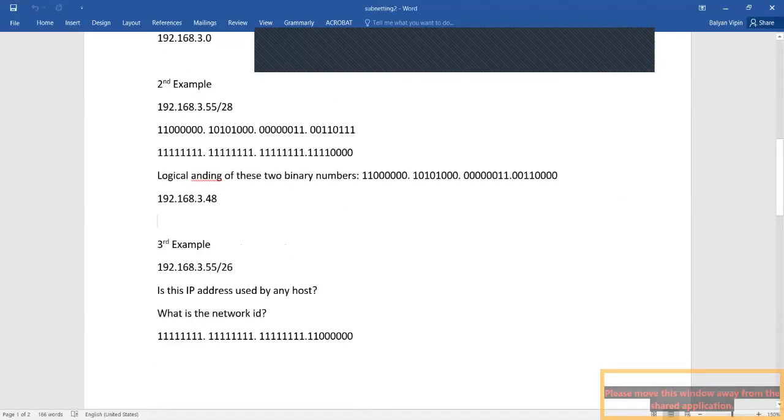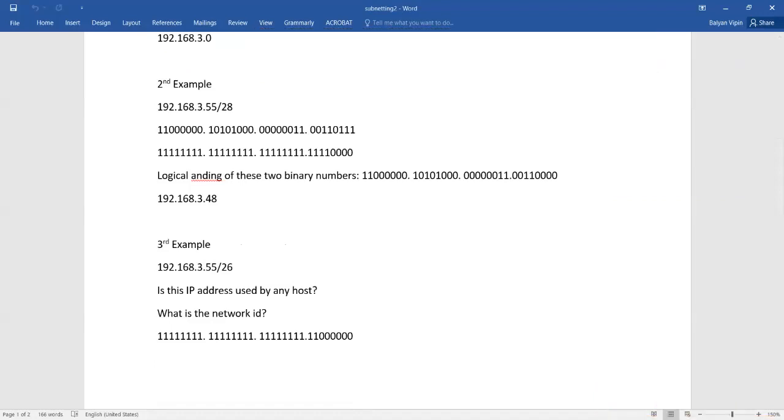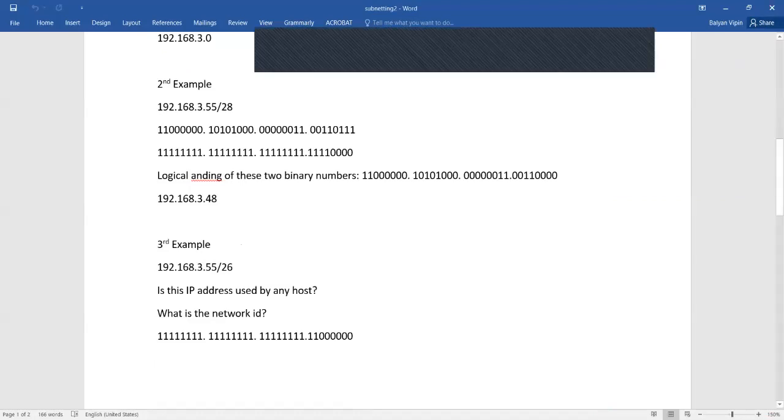Starting from that previous example, if the question asks you to find out whether this IP address is usable or not, or you can say, is this IP address used by any host, and what is the network ID? So if you see here, the number of subnet bits here are 26. It's 24, and then you have two additional bits here.